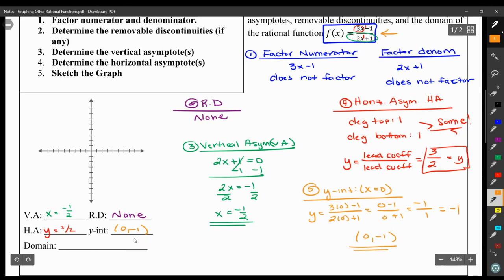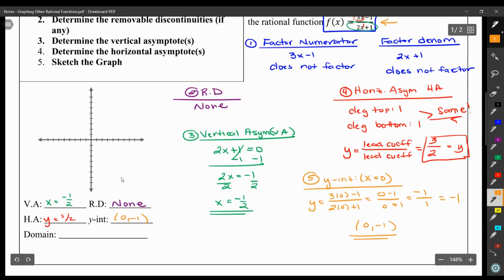That's what that's for. So let's go ahead and make a sketch now that we have all of our little pieces. The vertical asymptote was at x equals negative 1/2, so it's going to be right here somewhere. And excuse my lines, they're not very straight when I go up and down. The horizontal asymptote was at 3/2, so that's about 1.5, so that's about right here. And it's a sketch. And the y-intercept is at 0, negative 1.